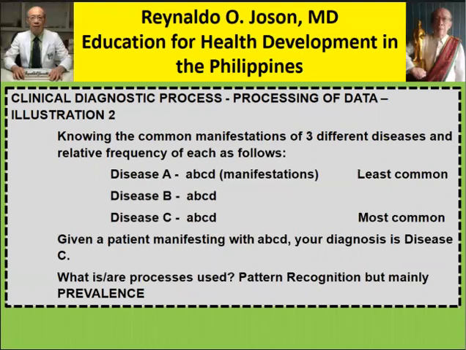Illustration 2, knowing the common manifestations of 3 different diseases and relative frequency of each as follows. This is A, ABCD manifestations, least common. This is C, ABCD, most common. And this is B, ABCD, in between. Given the patient manifesting with ABCD, your diagnosis is disease C. What is the prevalence or the processes used? Pattern recognition, but mainly prevalence.